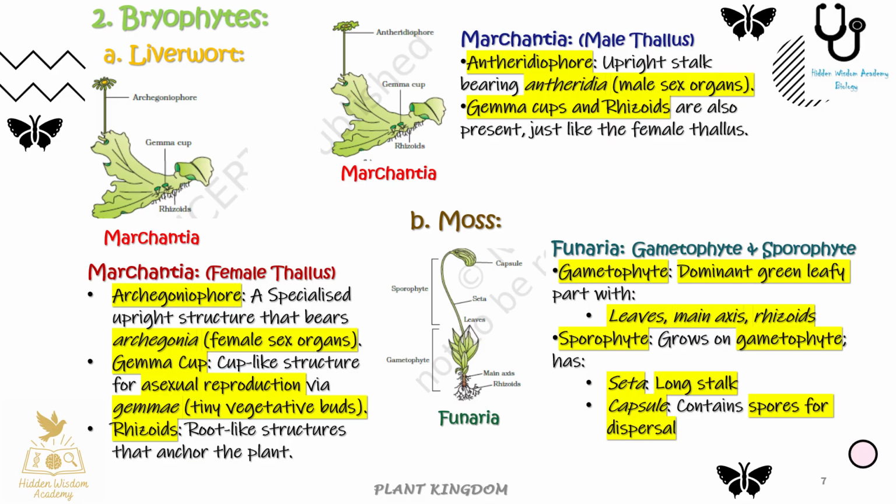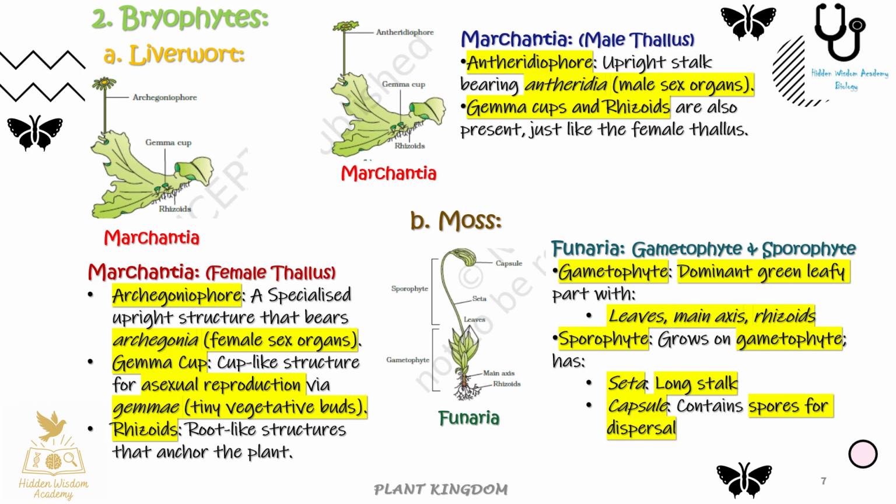Have gemma cup. It is a cup-like structure for asexual reproduction via gemmae, tiny vegetative buds. Have rhizoids, root-like structures that anchor the plant. Marchantia, male thallus. Have antheridiophore, upright stalk-bearing antheridia, male sex organs. Gemma cups and rhizoids are also present, just like the female thallus.